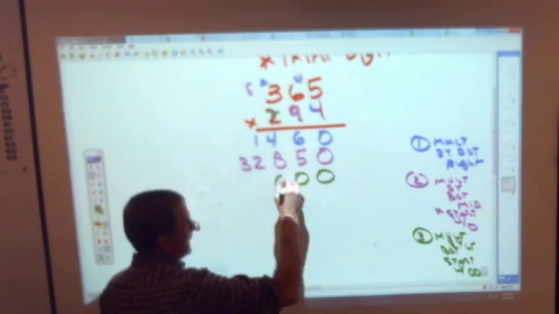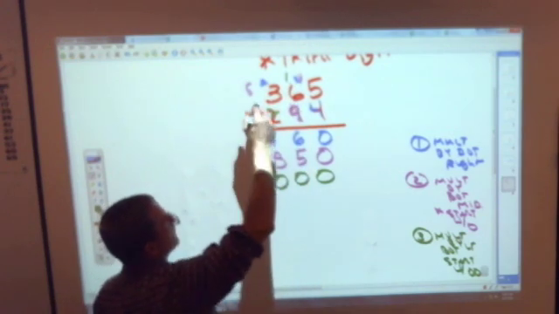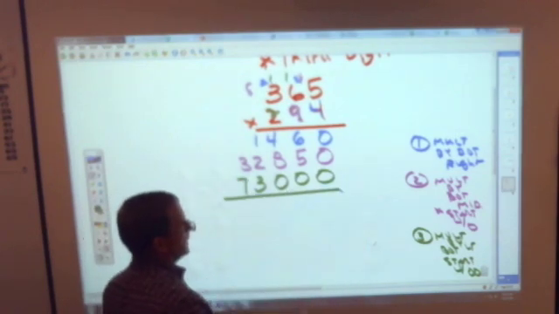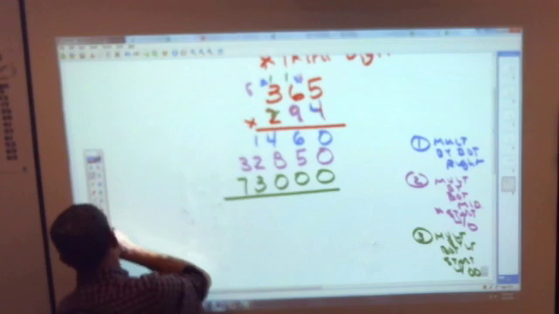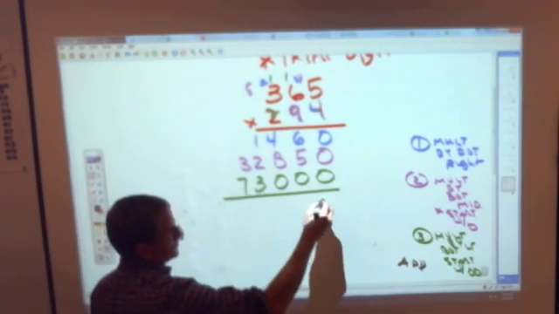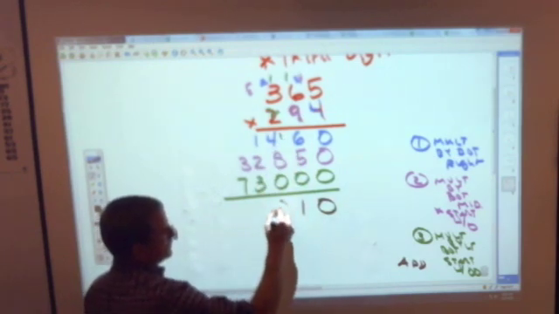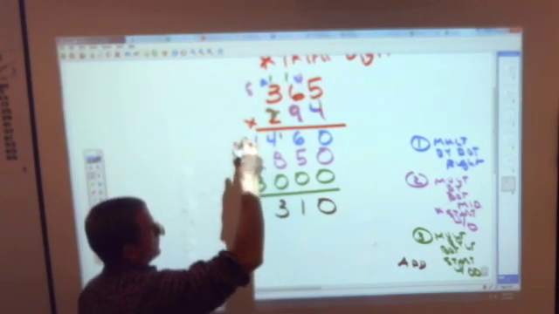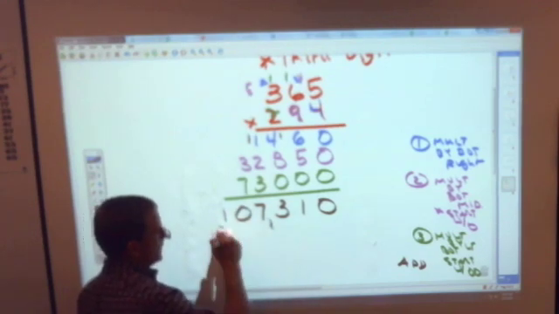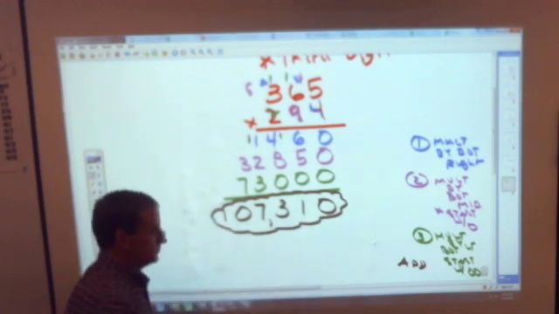2 times 5 is 10. Carry the 1. 2 times 6 is 12, plus 1 is 13. Carry the 1. 2 times 3 is 6, plus 1 is 7. And then your last step there is always to add them all together. So 0 plus 0 plus 0. 6 plus 5 is 11. 12 plus 1 is 13. 1, 2, 4, 7. And so my answer is 107,310.